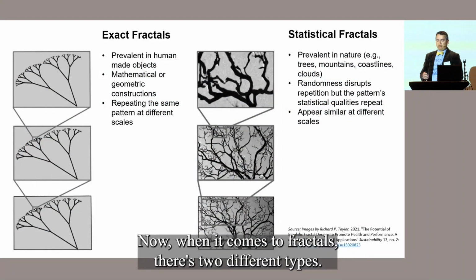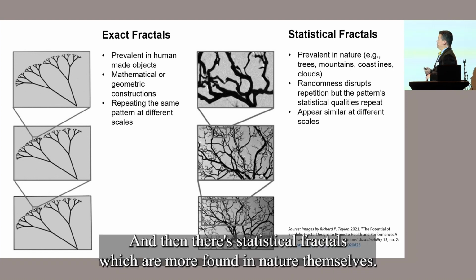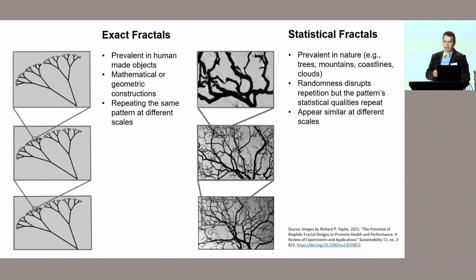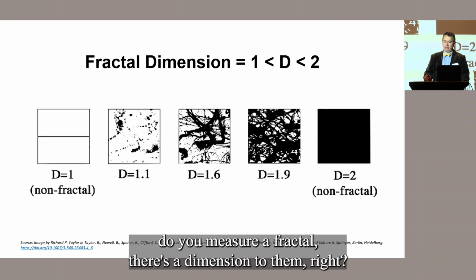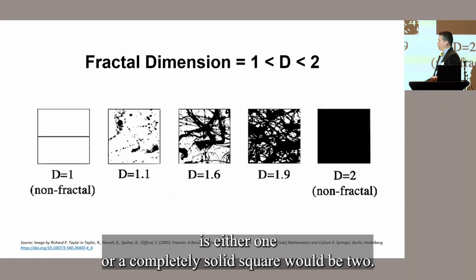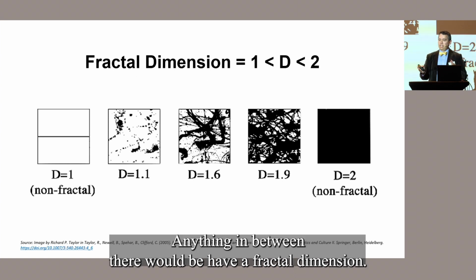Now, when it comes to fractals, there's two different types. There's exact, which are more mathematical based, and then there's statistical fractals, which are more found in nature themselves. So when we're looking at how do you measure a fractal, there's a dimension to them, right? Something that is non-fractal is either 1, or a completely solid square would be 2. Those are non-fractals. Anything in between there would have a fractal dimension.